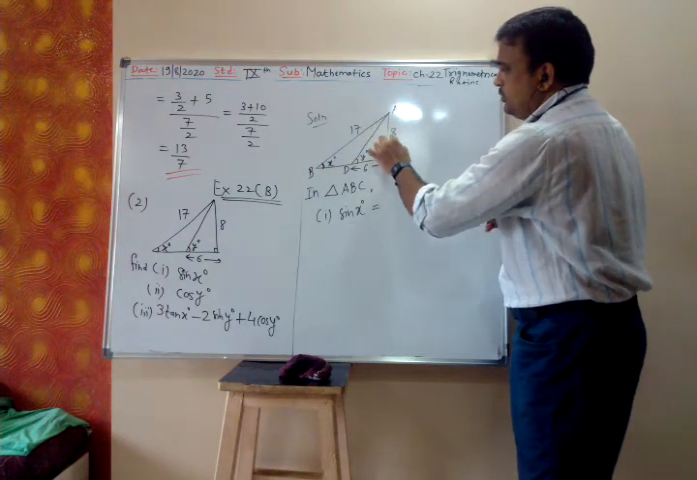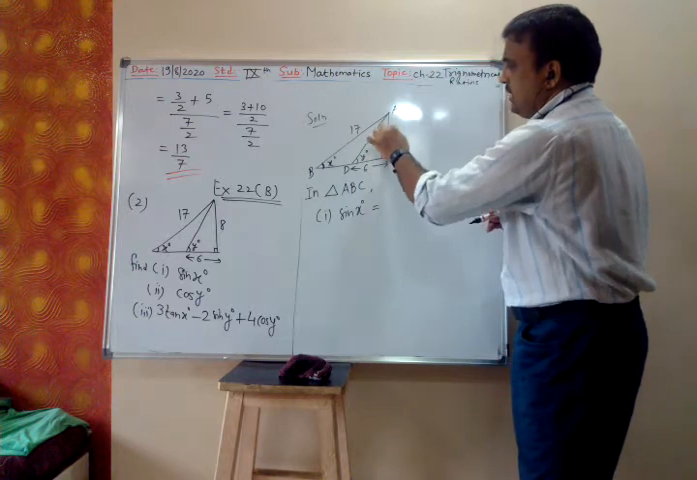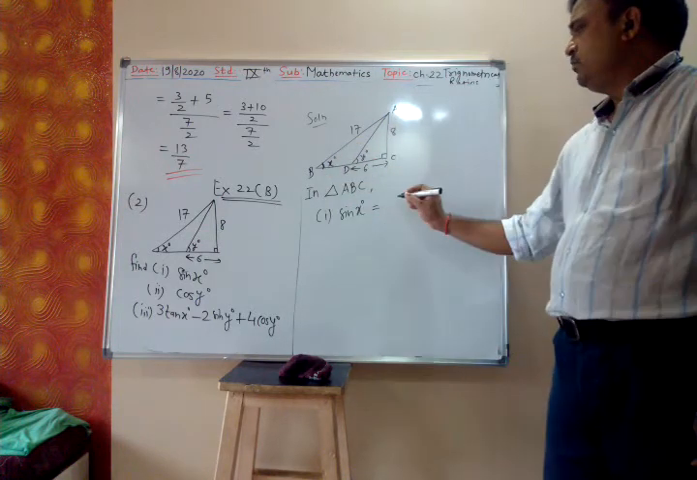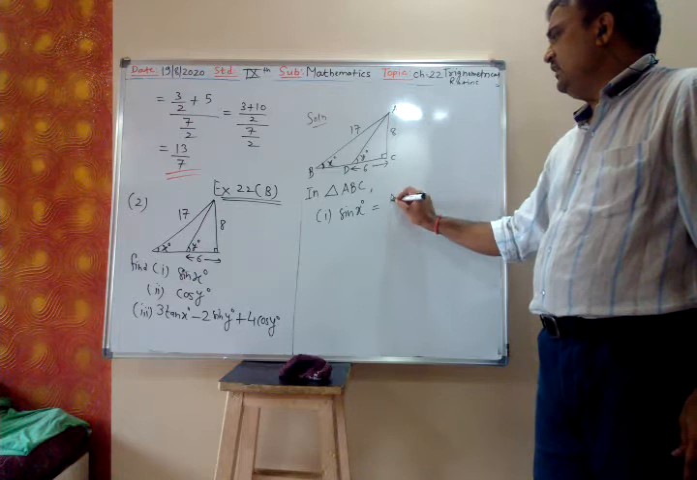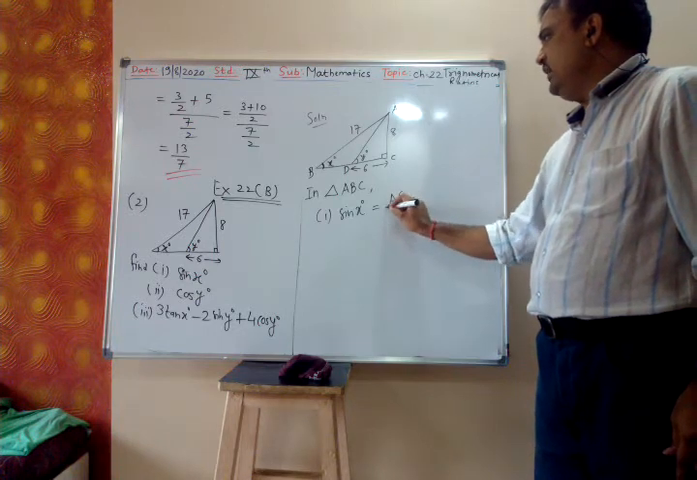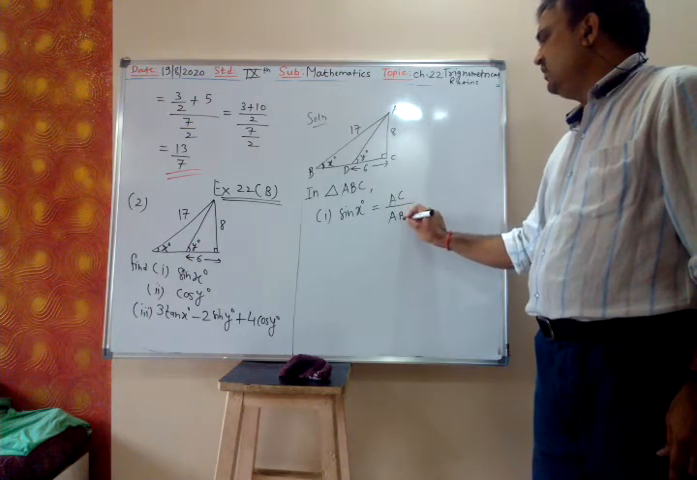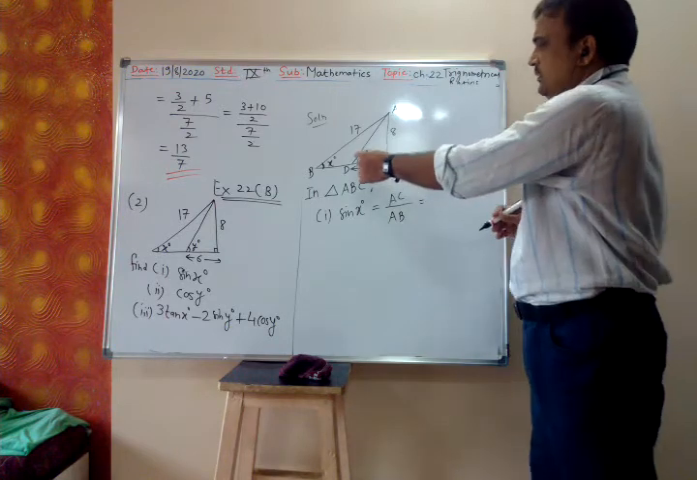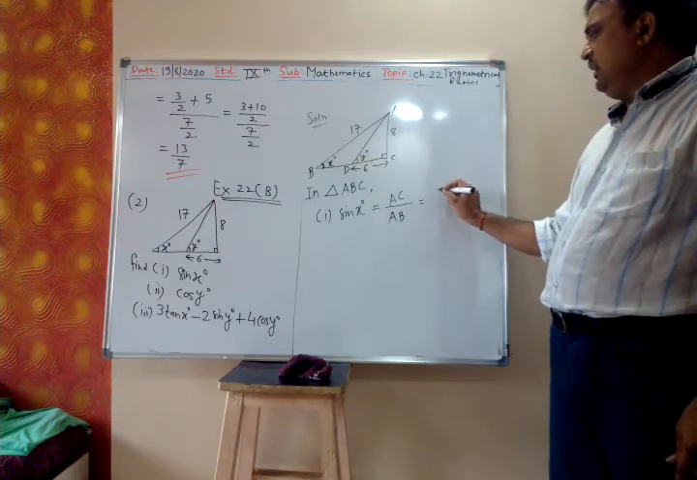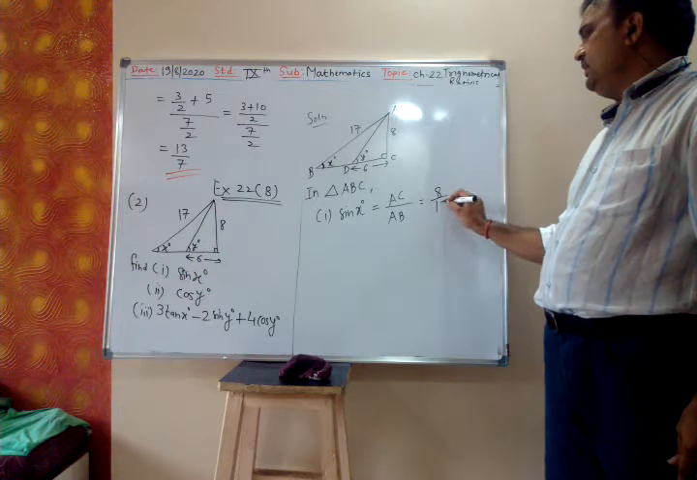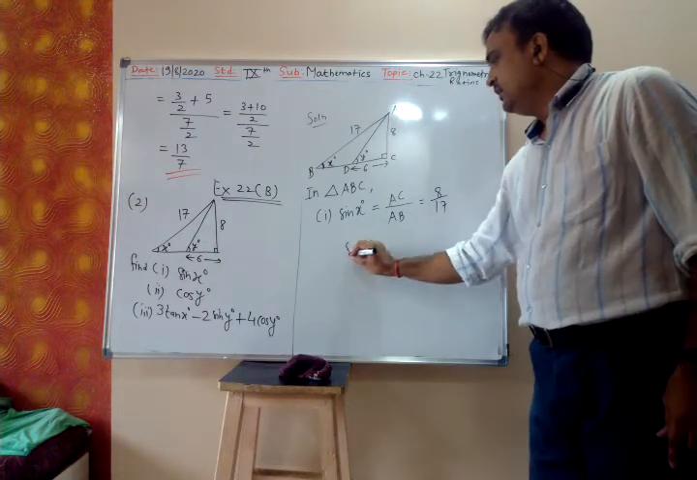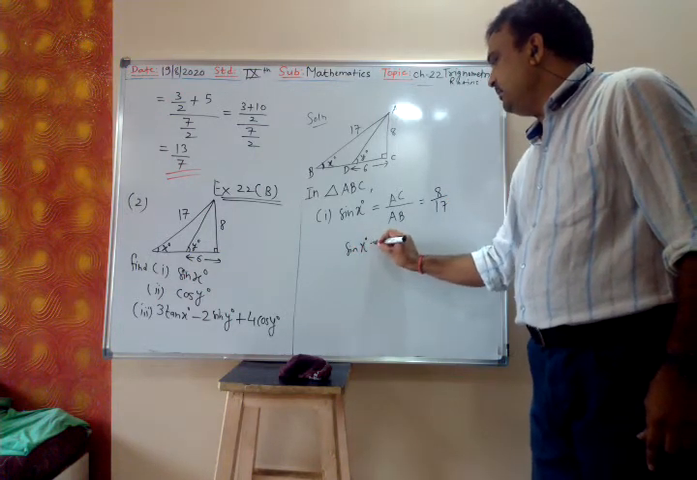Opposite. What is the opposite? AC is opposite. Sine is opposite upon hypotenuse. So that is AC upon AB. Are you getting this? AC is 8, AB is 17. So 8 upon 17. So sine x degree is 8 upon 17.